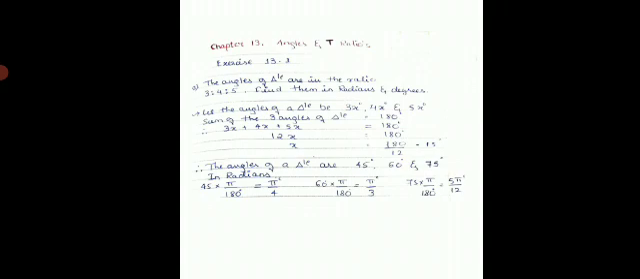Now substitute these 15 into the three angles that we have considered, 3 into x, 4 into x, 5 into x. We get the exact value of the three angles, that is 45 degree, 60 degree and 75 degree. Now this is in terms of degrees.